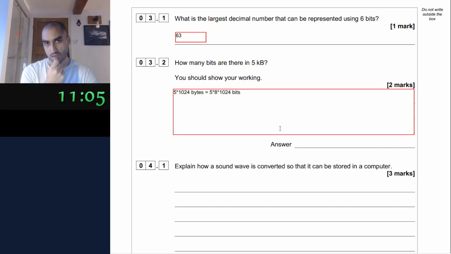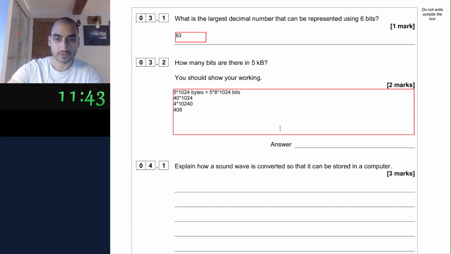All right, so what's the easiest way to calculate this? 5 times 8 is 40, so we want to do 40 times 1024. Let's just write this out. We got 4, 0, 8, and then we want to multiply 4 by 4, so 960, 40960.